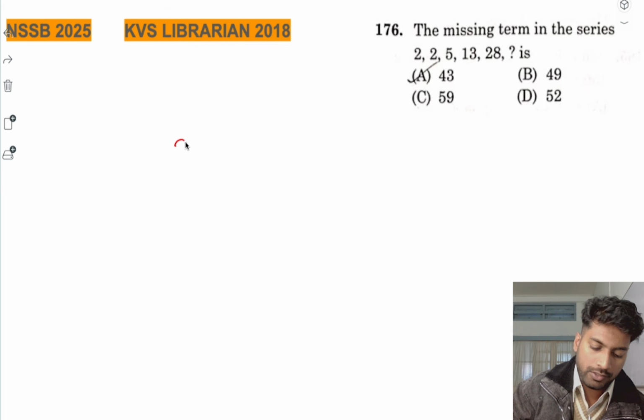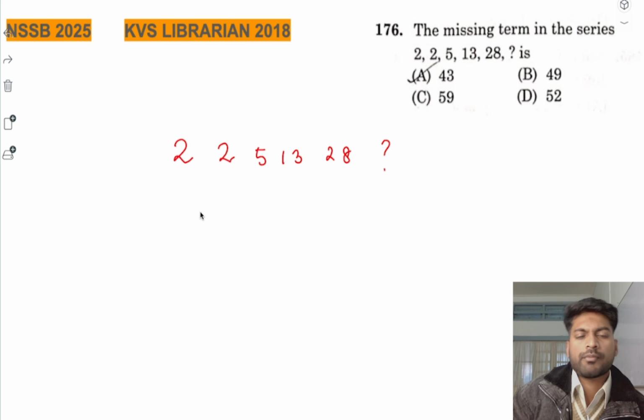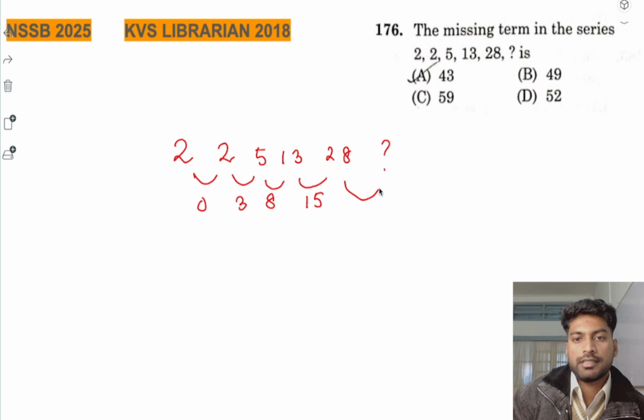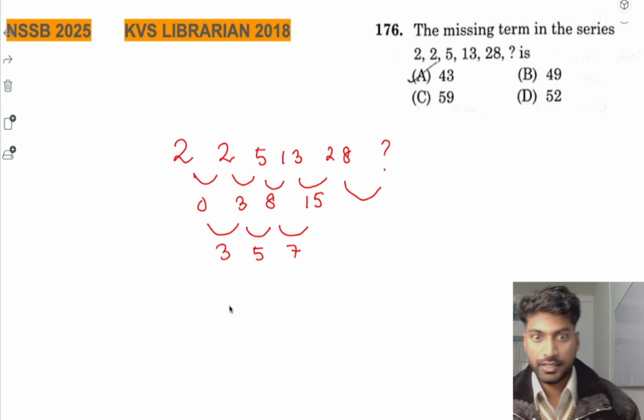Okay, that is your 2, 5, 13, 28, and what will be here? Acha, these are not perfect square numbers, not cube numbers, not close to. See the difference: 0, 3, 8, 15. Okay, here we have to know. Here the difference is 3, here the difference is 5, here the difference is 7. Oh my god, it's a hard question.